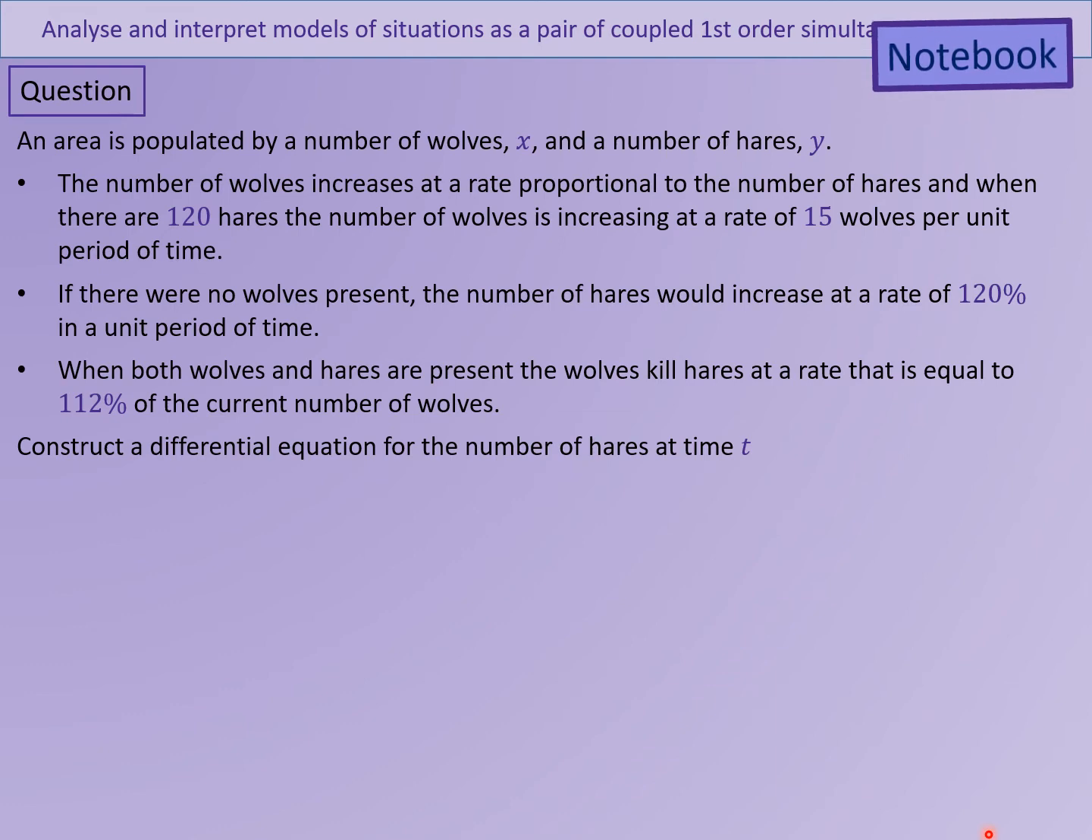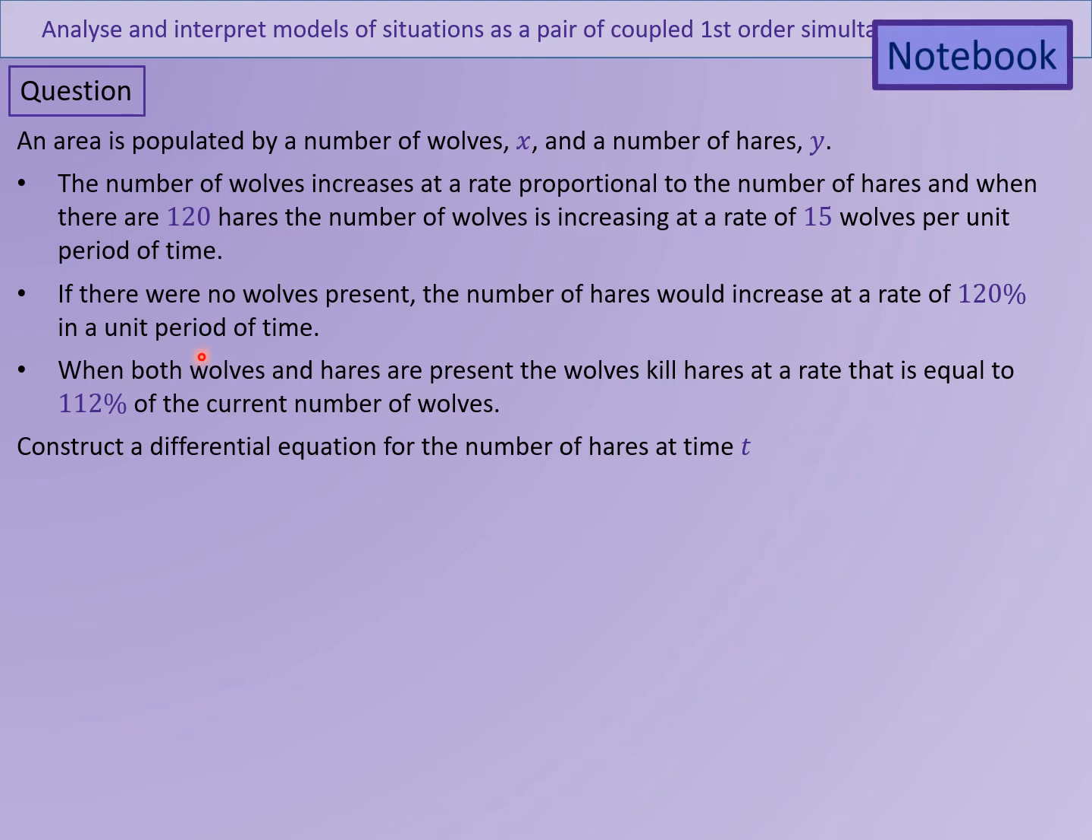Okay, so what I'm going to do is find the differential equation, and give you an opportunity to solve it yourselves. In this case, the area is populated by a number of wolves x and a number of hares y. So it's quite a simple model, called a predator-prey model. The number of wolves increases at a rate proportional to the number of hares. You can imagine that the more hares, the more food around, so therefore more wolves. More wolves eat more hares, so the hares start to drop down, therefore the wolves start to drop down, and you get this sort of fluctuation of the populations going up and down.